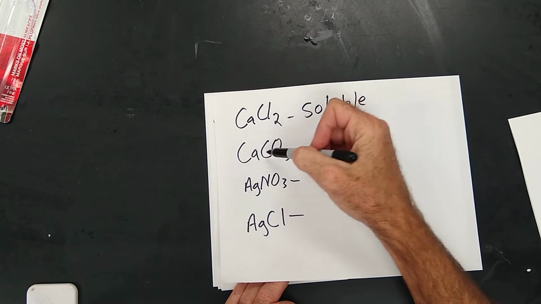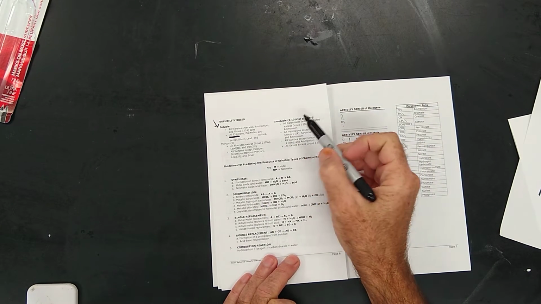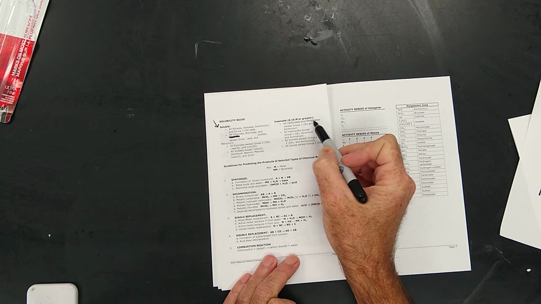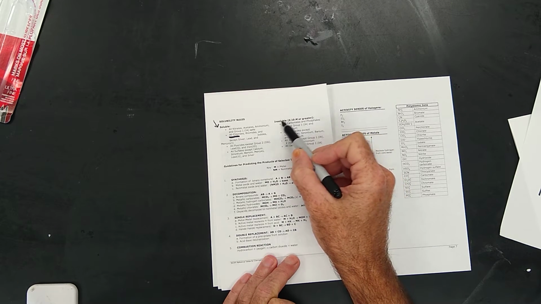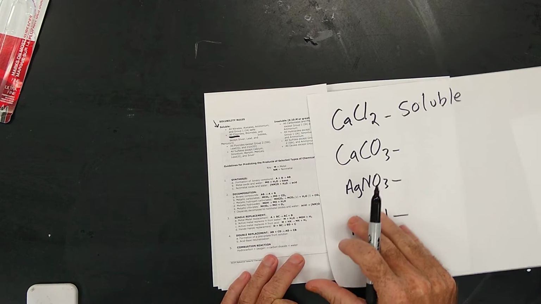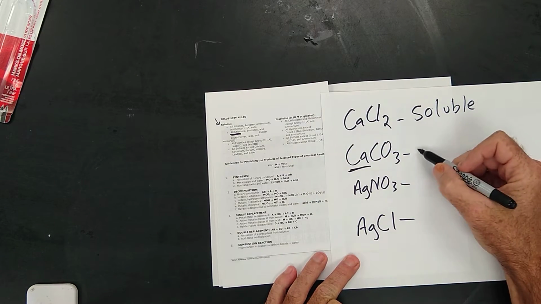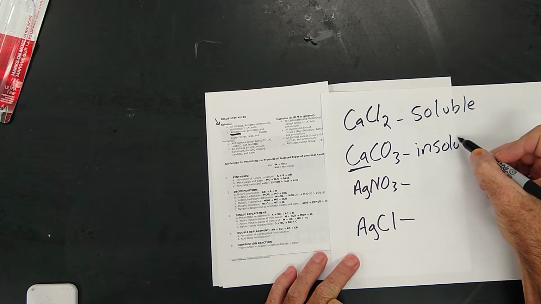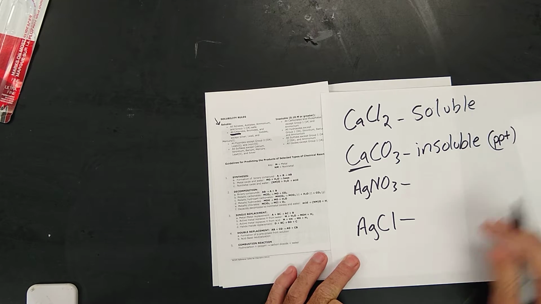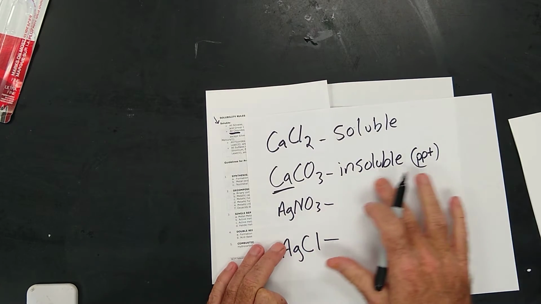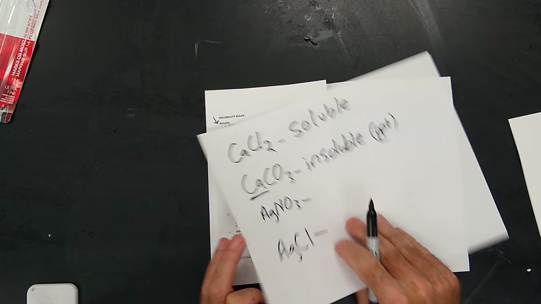What about next, calcium carbonate? Looking around, I see the word carbonates right here. All carbonates and phosphates, except for group 1 and ammonium, are insoluble. So guess what? Calcium's in group 2. It is not the exception, so calcium carbonate is insoluble. It would be a precipitate in water. If you made some calcium carbonate, it would end up being a precipitate, okay? It would end up being something that was insoluble, all right?